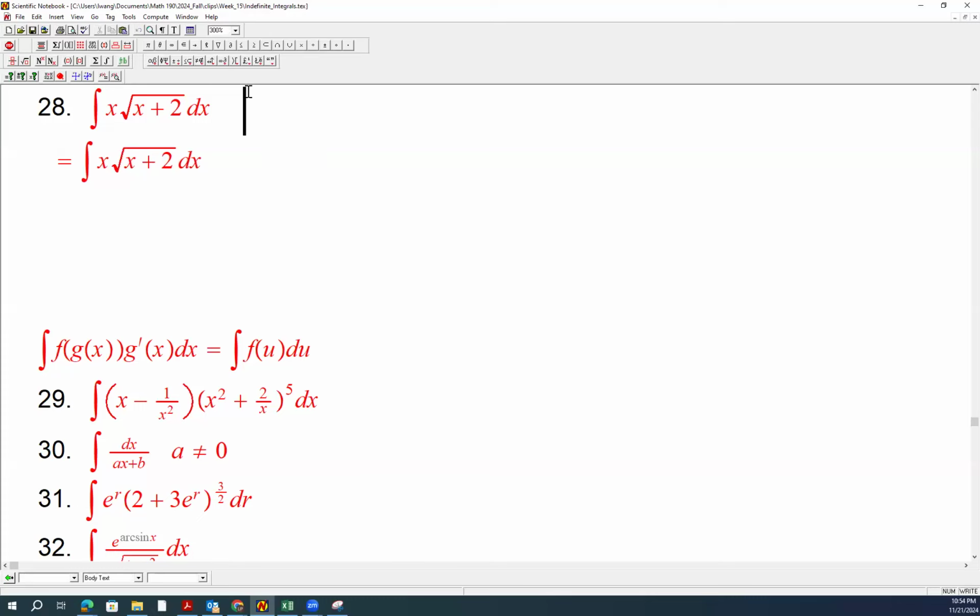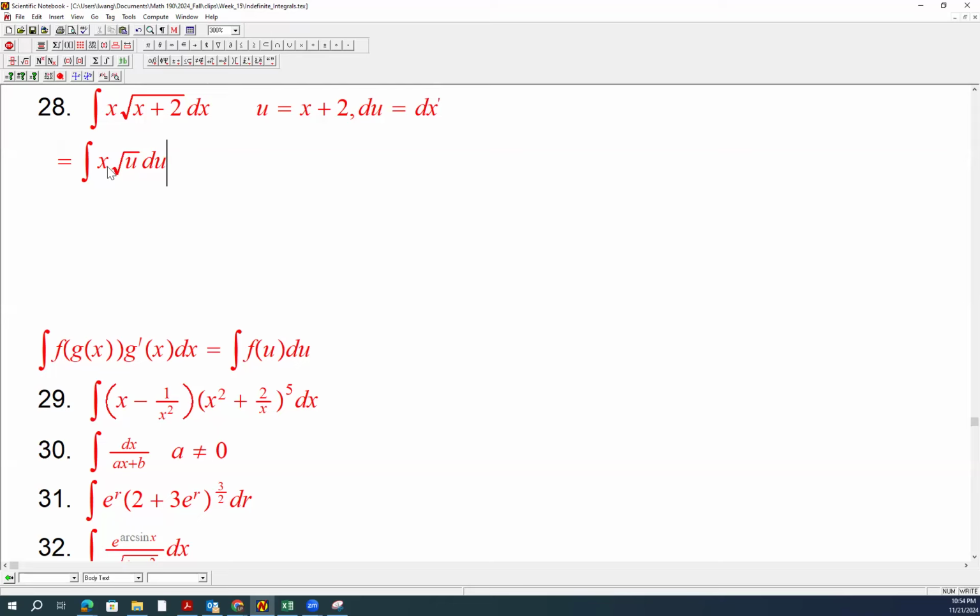I think the most intuitive way, because we want to make it easier, we want to make it simpler. Okay, so I'm going to introduce u equals x plus 2. Then du equals dx. So that piece is u, and dx is du. So this is du.